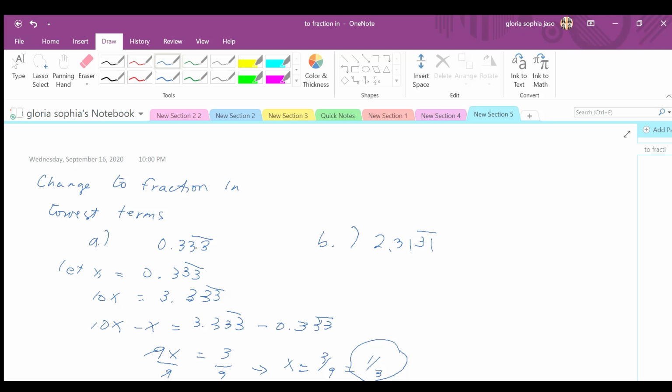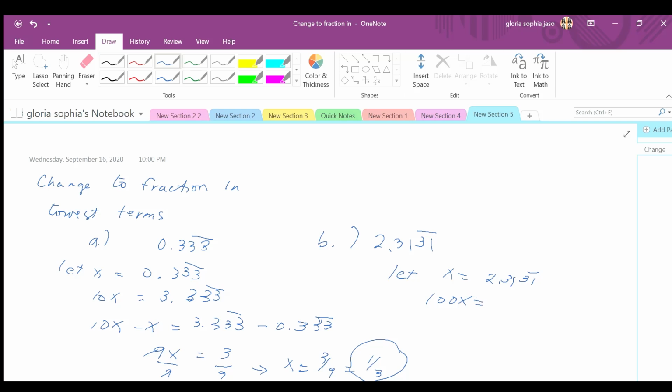Okay, so why did I teach you this repeating decimal class? Because in the calculator, you cannot easily change it by just pressing the calculator. Okay, so how about this one? So let 2.3131. So let x be equal to 0.3131. Then, multiply the equation, multiply this by 100.